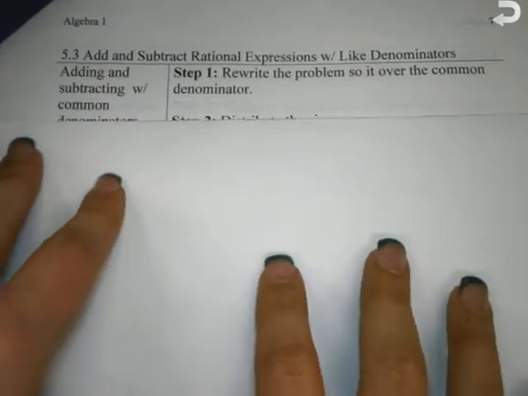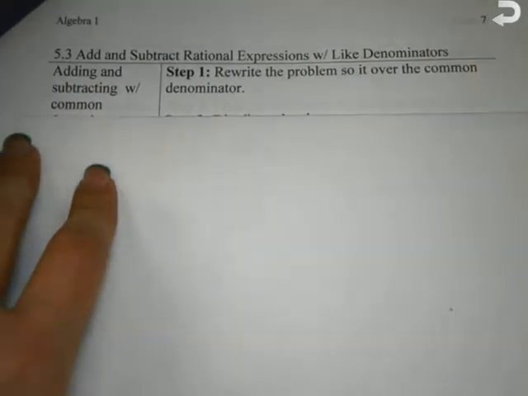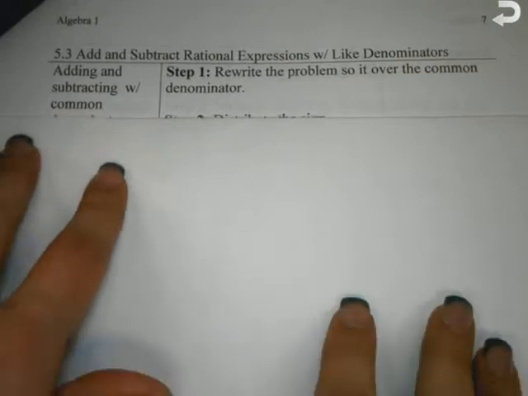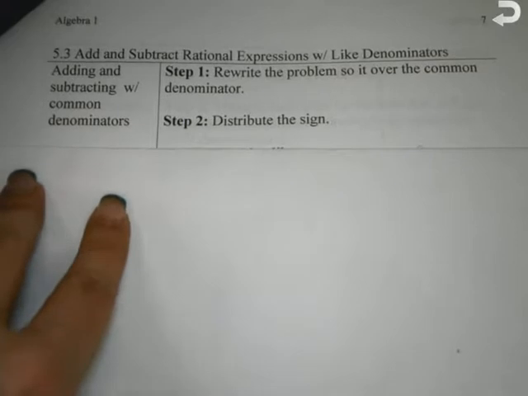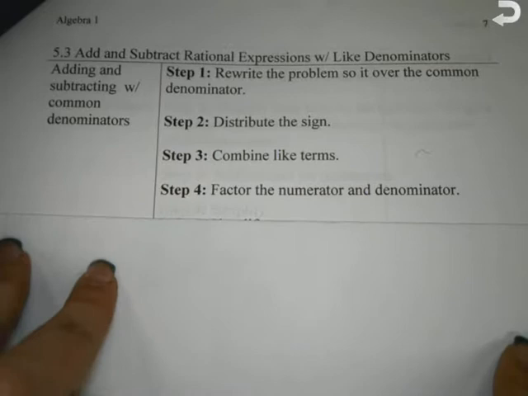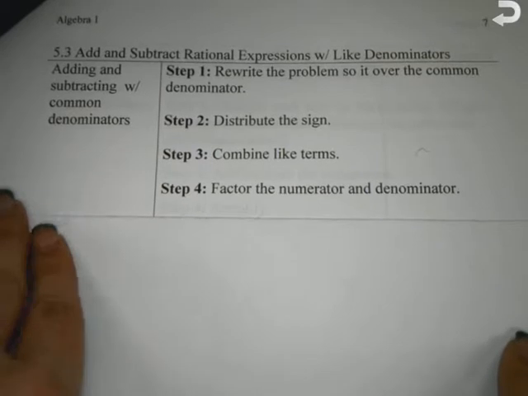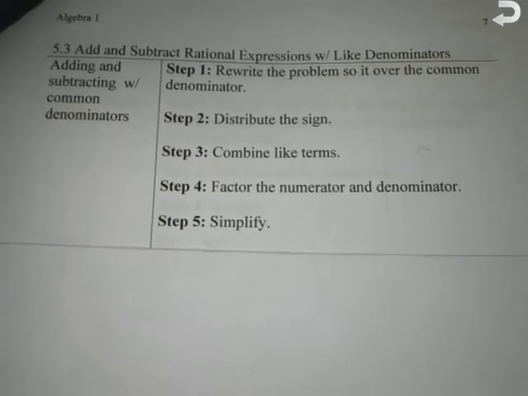Step 1, we rewrite the problem so that they're all over the one common denominator. So we put the whole thing over one fraction. Step 2, we distribute the sign. So if it's addition, we distribute the sign. If it's negative, we distribute the sign. And then step 3, we combine like terms. Step 4, we factor the numerator and denominator so that we can simplify and cancel as much as possible.